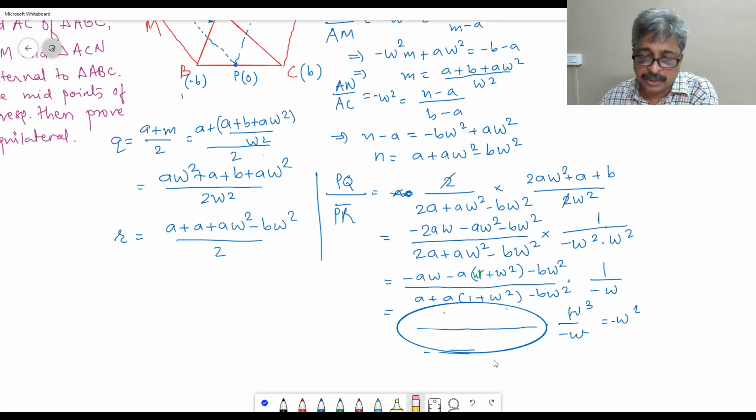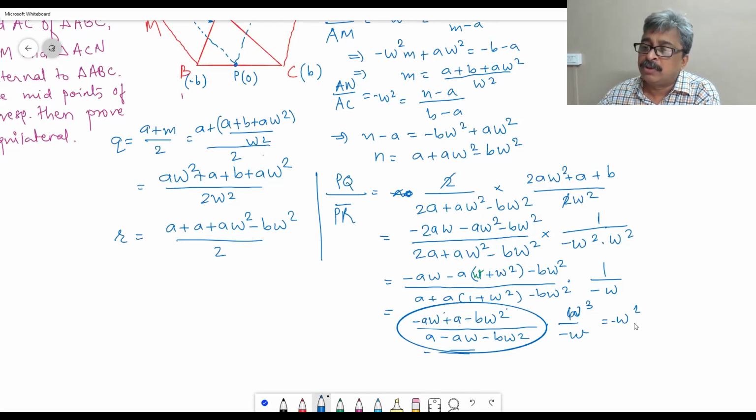Now that ellipse, deleting ellipse is little difficult for me. So I write minus a omega. This is going to be minus 1. So plus a minus b omega square. Now this is a, this is minus omega, a omega minus b omega square. And hence they get cancelled. This was 1 upon minus omega, which is omega cube upon minus omega, which is equal to minus omega square. Hence rotator is 1, 60 equivalent.